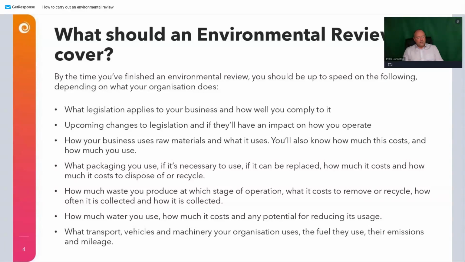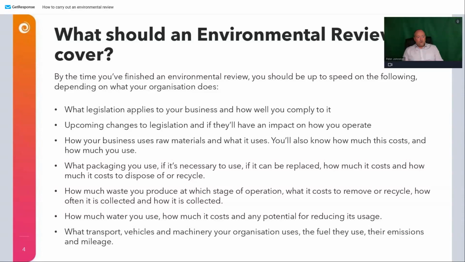Marks and Spencer did a study years ago where they actually looked at their environmental review and they cut out all of their packaging to do with sandwiches. So their sandwiches that they now put in their fridges come on a plastic tray and they reuse that tray day after day after day instead of having lots and lots of cardboard boxes.